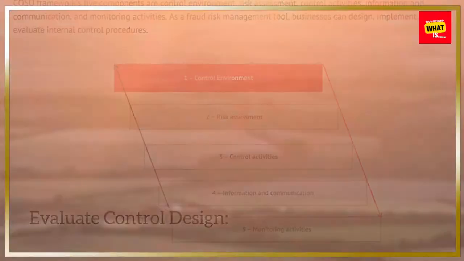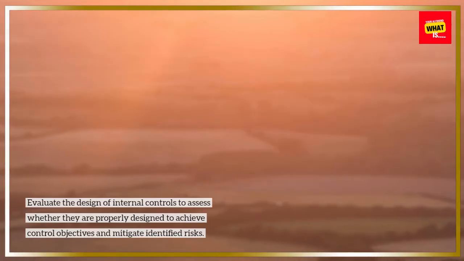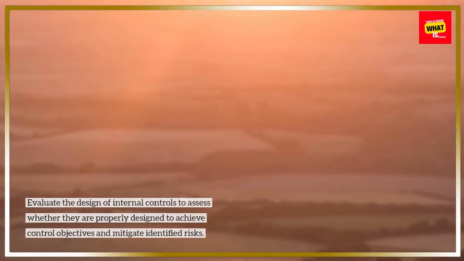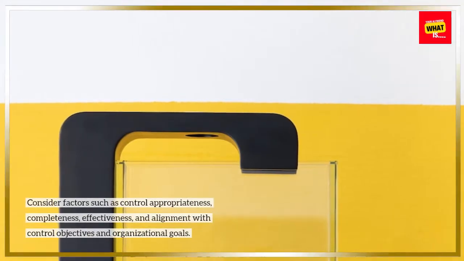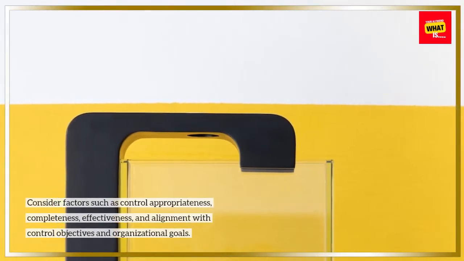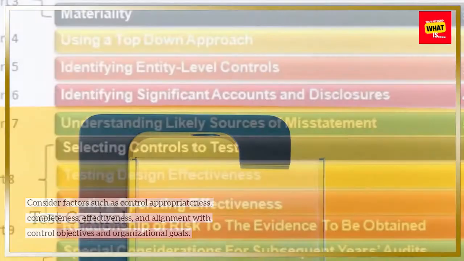Evaluate control design. Evaluate the design of internal controls to assess whether they are properly designed to achieve control objectives and mitigate identified risks. Consider factors such as control appropriateness, completeness, effectiveness, and alignment with control objectives and organizational goals.